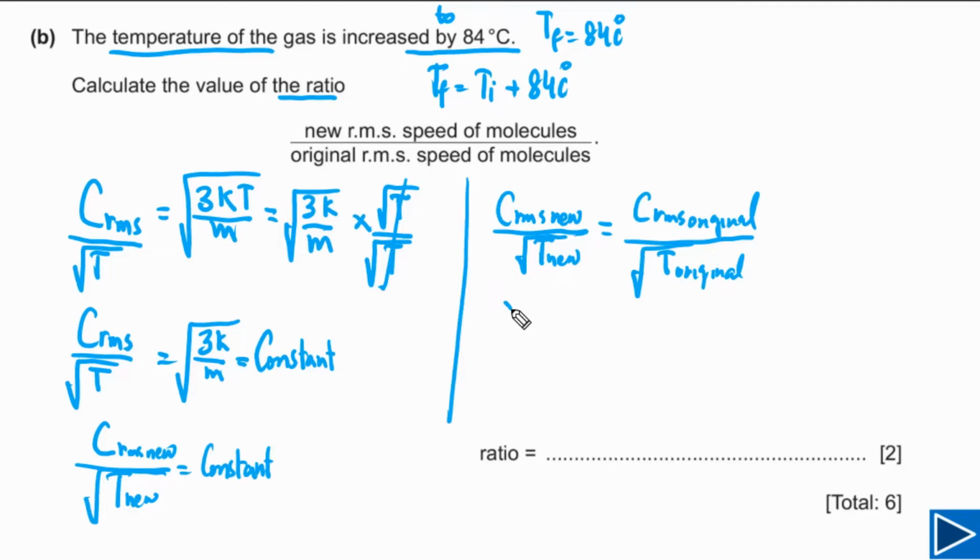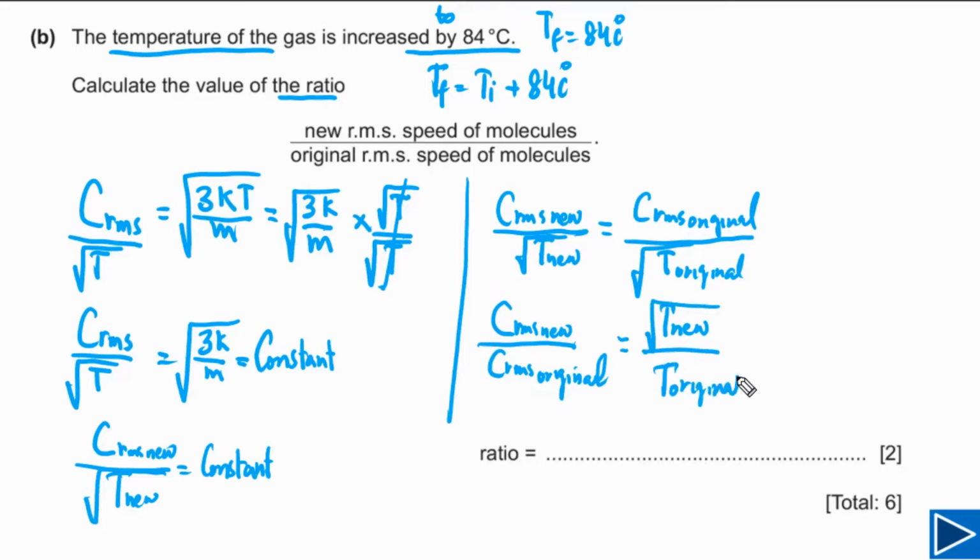If we rearrange this, we get C RMS new divided by C RMS original equal to the square root of T new divided by T original, by cross multiplying. Here T original means the initial temperature. Now we simply have to divide these two and we can get our final answer.